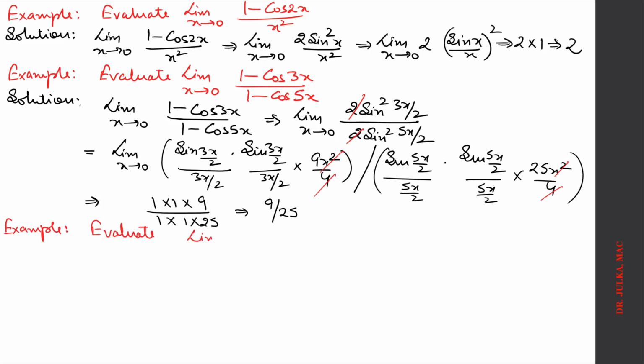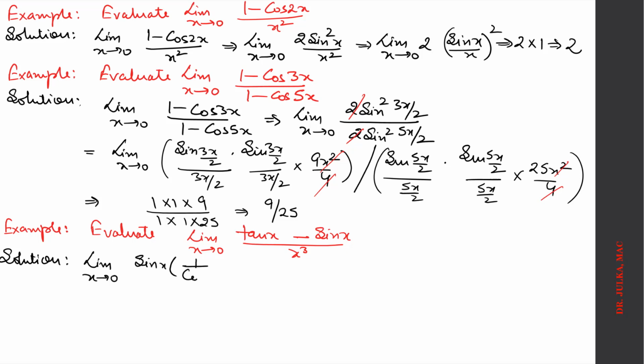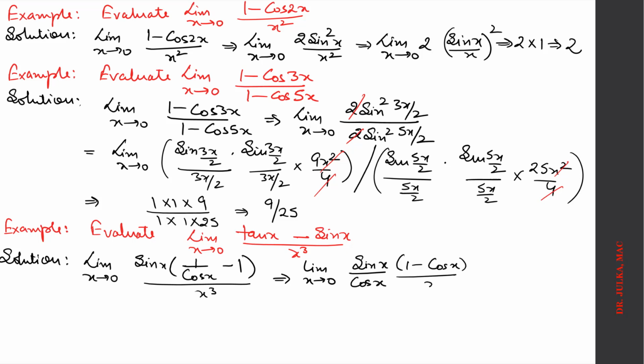Next example. Limit x tends to 0 of (tan x minus sin x) whole divided by x cube. First we take common in the numerator. Tan x is sin x upon cos x, so we'll take sin x common. When we take sin x common, we have sin x multiplied by (1 by cos x minus 1) whole divided by x cube. If we take the LCM, we'll get cos x as the LCM and (1 minus cos x) whole multiplied by sin x upon cos x, and the whole divided by x cube.